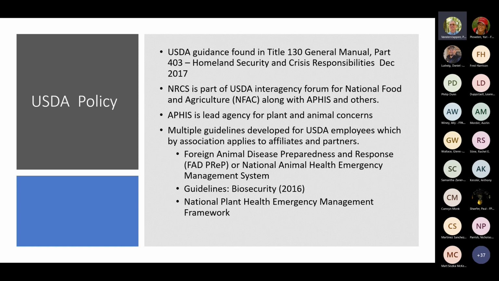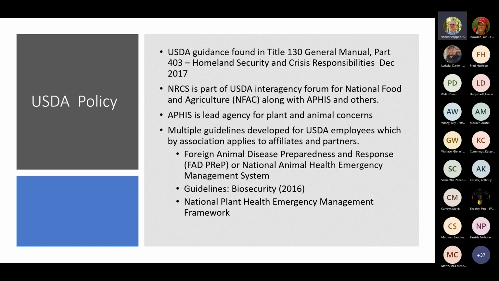So NRCS is part of the USDA interagency group. It's part of the National Food and Agriculture group. And the lead agency on that is APHIS. So they're typically the lead agency for all of this. And if a crisis happens, like we have here with AI in Pennsylvania, APHIS will be the lead agency working with the state veterinarian and those folks on how they want to handle those kinds of things.